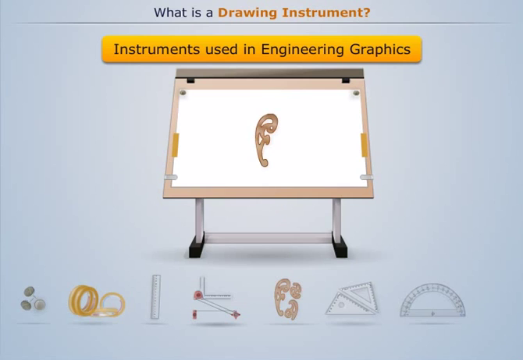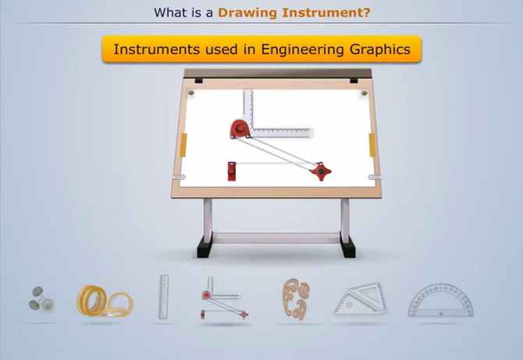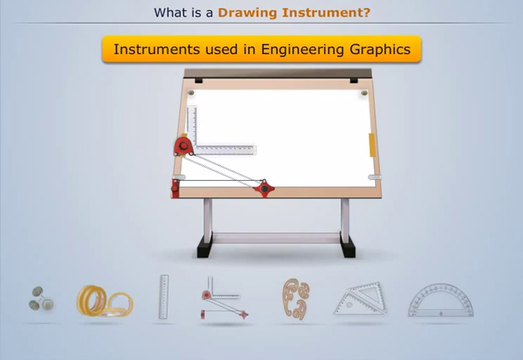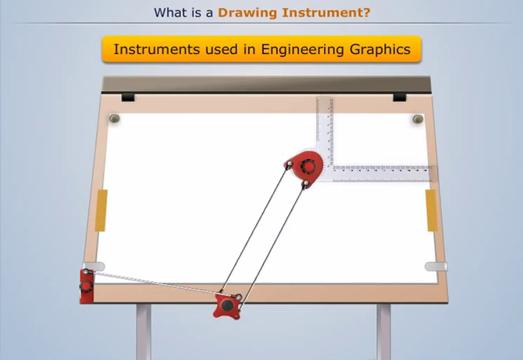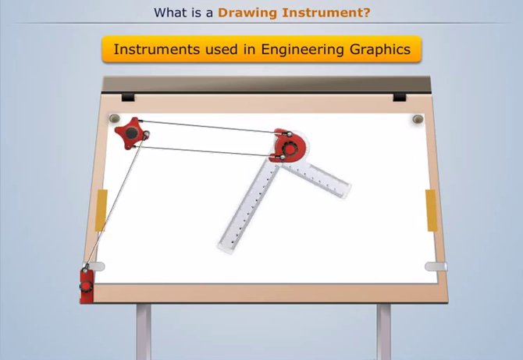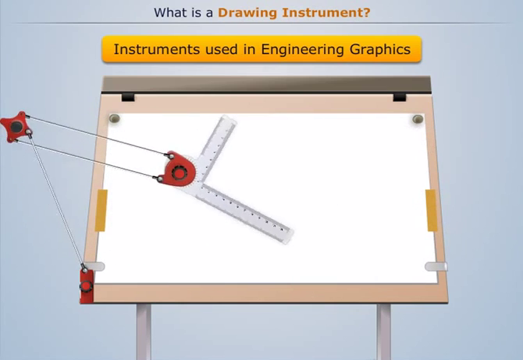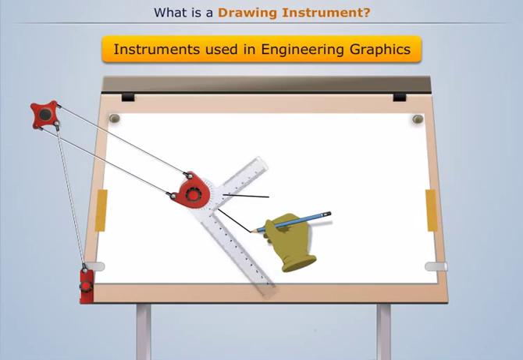French curve is a template composed of different curves. It is used in manual drafting to draw smooth curves of varying radii. Drafting machine is a device which is mounted to the drawing board. It has rulers whose angles can be precisely adjusted with a controlling mechanism. A drafting machine allows easy drawing of lines over the paper.